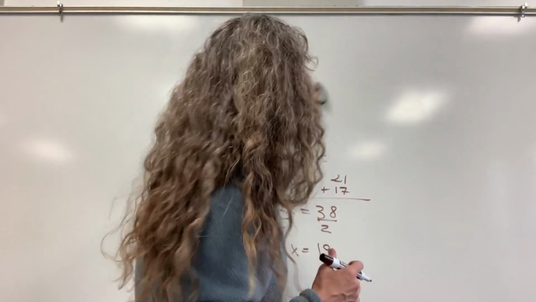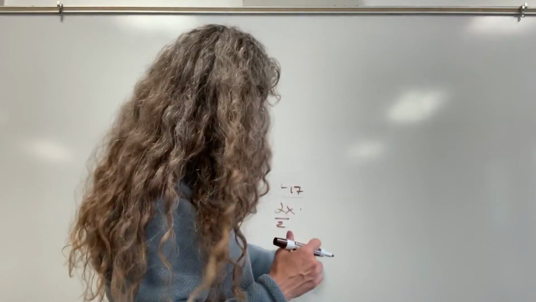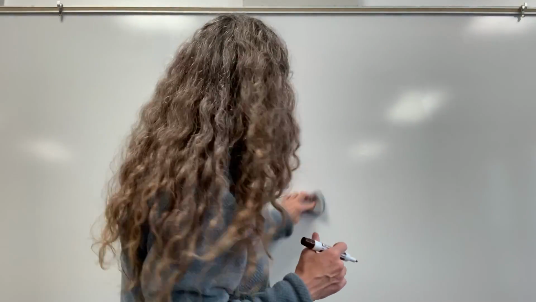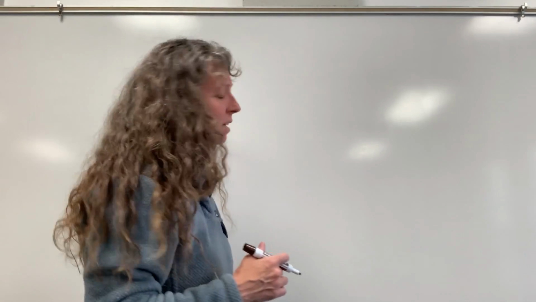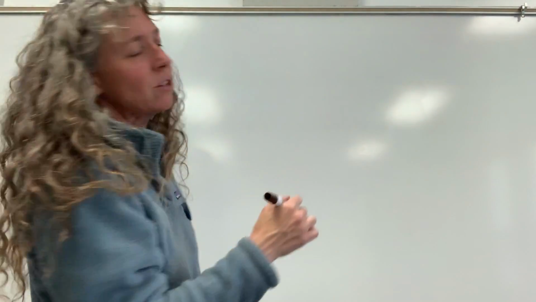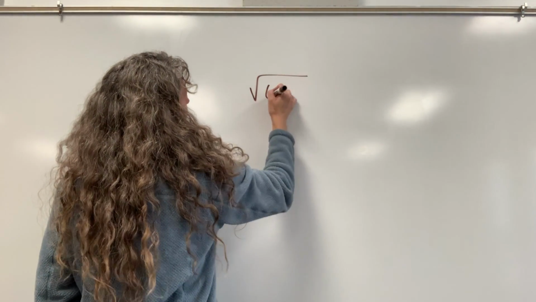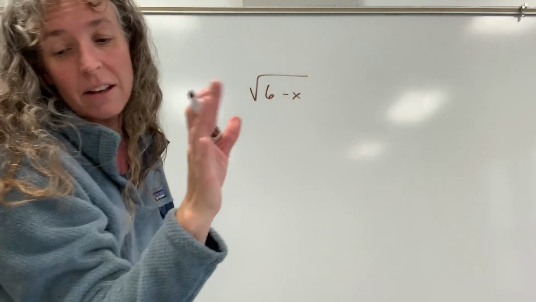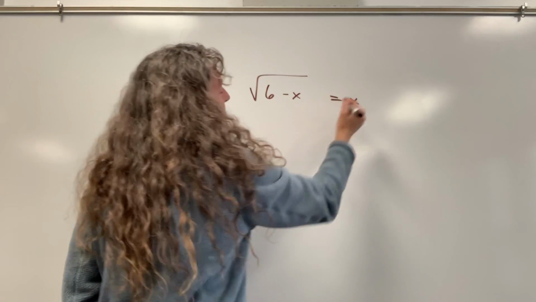How are we liking this stuff? I think it's pretty fun. It's just solving, kind of like we did more at the beginning of the year. It's just adding a radical, so it seems a little crazy, but it's not that bad. Okay, so root 6 minus x, you're gonna love this one, equals x.